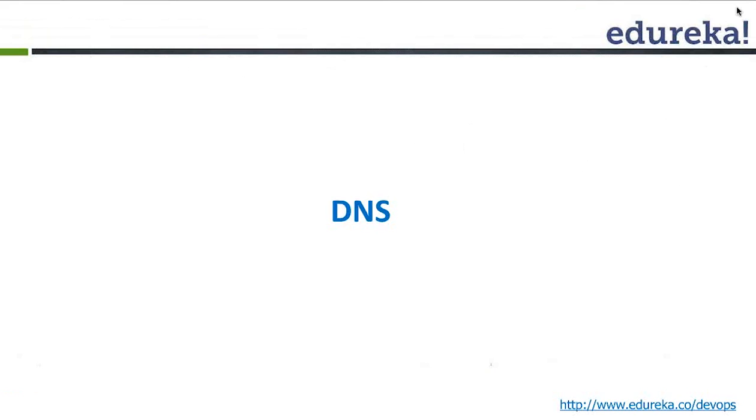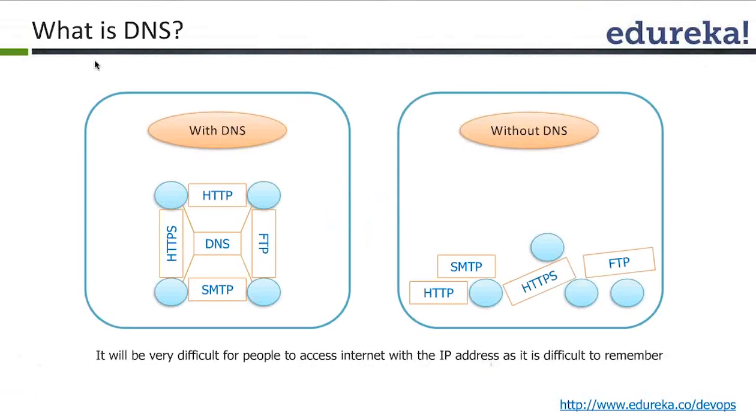Okay, so what is DNS? Okay, so your domain name system. Now it'll be very difficult for people to access the internet with IP addresses, as it is difficult to remember. So from a conceptual point of view, a DNS is just representing a set of IP addresses using your character system. That's all it is, actually. But there is much more than that.